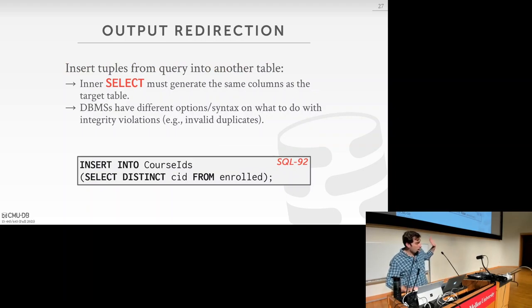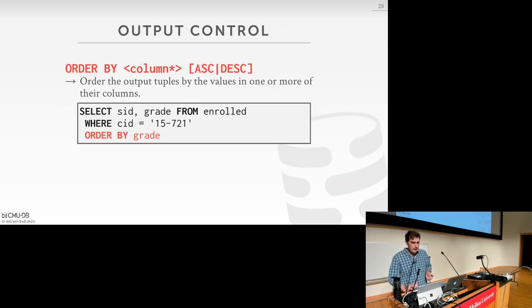This is output redirection. This is saying where you want the query result to go. It doesn't have to go to the terminal. It can go to another object in the database. Output control allows you to essentially format or reorganize the output. So this ORDER BY statement allows you to perform sorting.